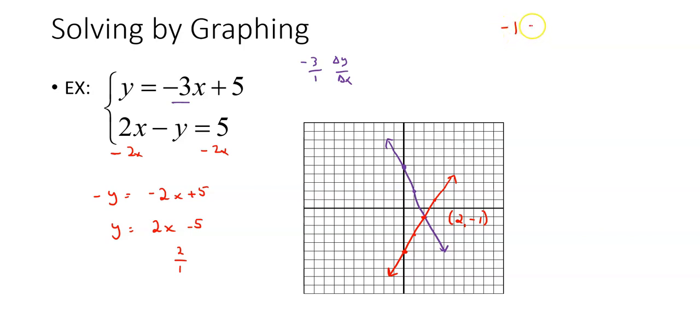All right, try and see if it works in both equations. Does negative 1 equal negative 3 times 2 plus 5? So this will give me negative 6. Yes, negative 6 plus 5 is negative 1. Try it on the second line. 2 times 2 is 4 minus a negative 1. And yes, that equals 5. So my solution is 2, negative 1. Look how nicely they work.